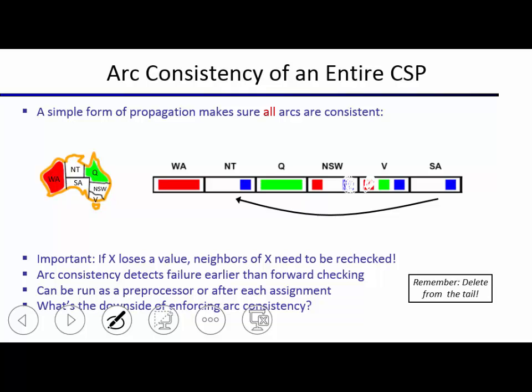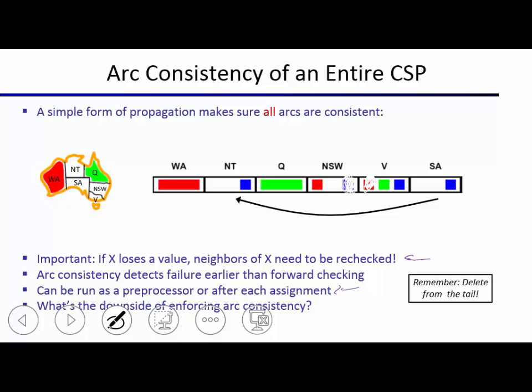Okay. So this is important. Whenever X loses a value, you need to reconsider every arc going into X. This allows you to detect failure earlier than forward checking, because you're checking more about what's still possible down the current search path.